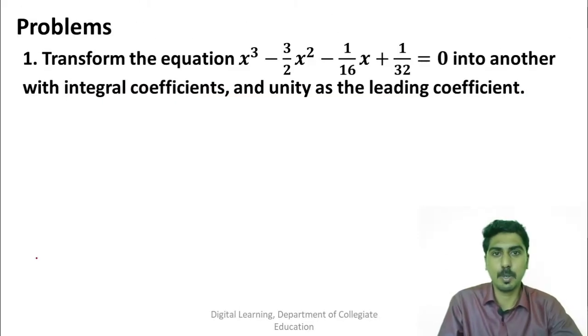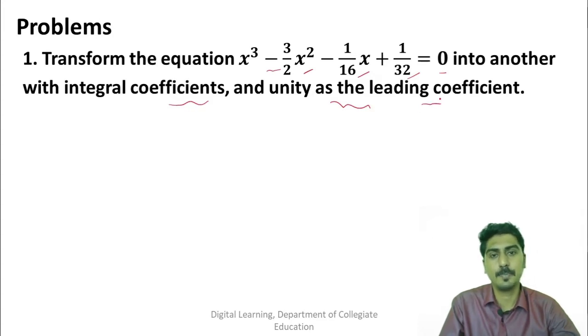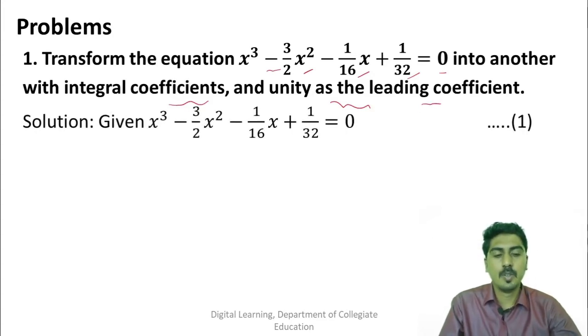Consider the first problem. Transform the equation x cube minus 3 by 2 x square minus 1 by 16x plus 1 by 32 equal to 0 into another with integral coefficients and unity as the leading coefficient. First, multiply the roots of this equation by a quantity m.